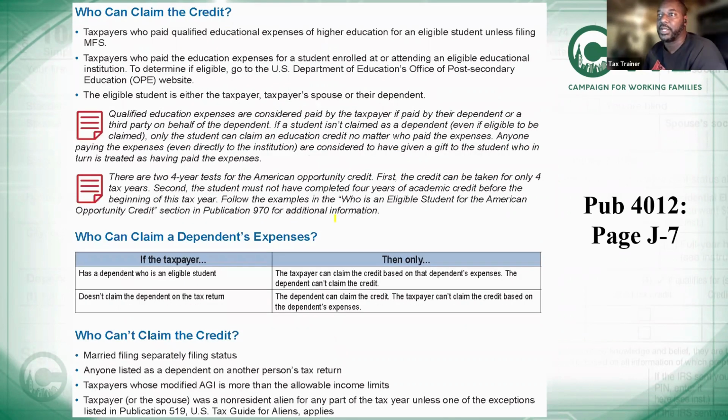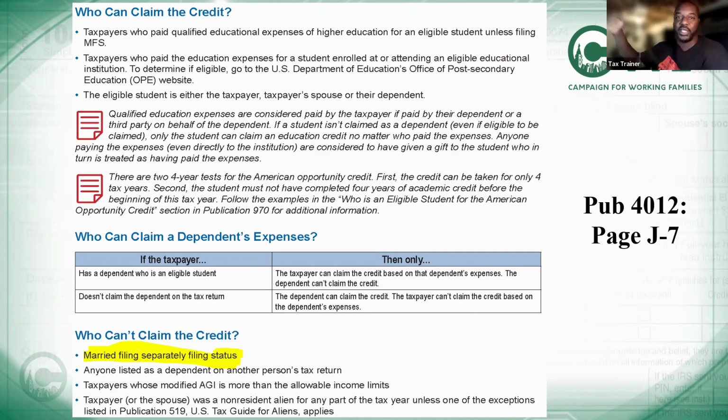Another thing to know is who can't claim the credit. If you're filing separately, that's another penalty for this. You can't get an education credit if you're filing separately. So if somebody comes in and says, hey, I was in school and here's my 1098-T and I'm filing separately, that 1098-T means nothing because you're filing separately. That's one of those things where married filing separately is a bad thing.